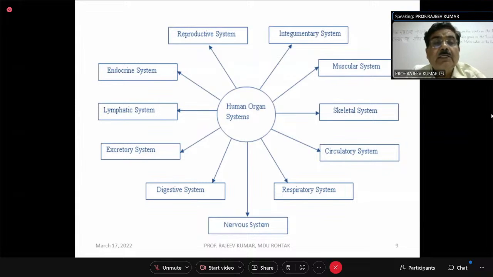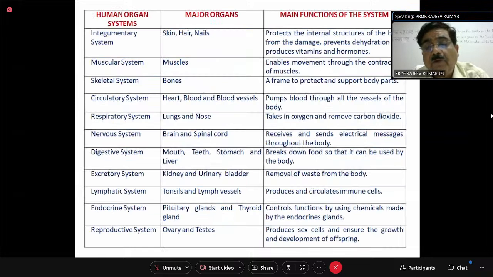These systems, you might be aware, are the reproductive system, integumentary system, muscular system, skeletal system, circulatory system, respiratory system, nervous system, digestive system, excretory system, lymphatic system, and endocrine system. These are the systems that a human body is composed of. Now, every system involves many organs.